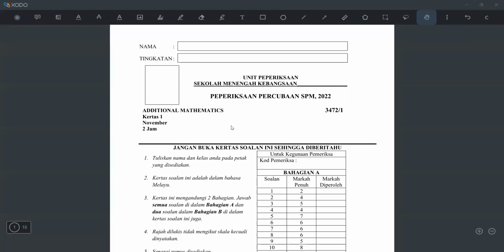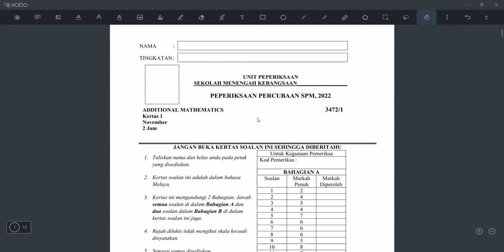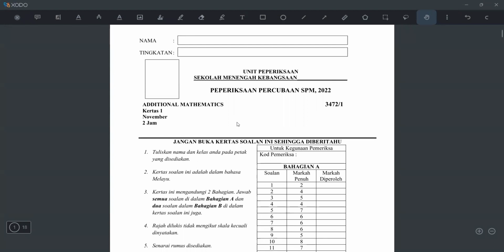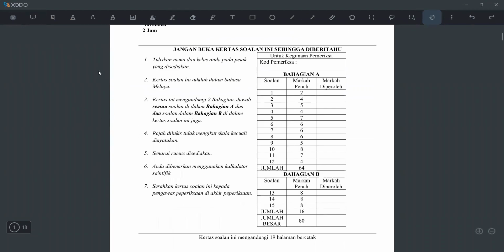Alright, in this video I'm doing an Addmaths paper. This is my first video doing an Addmaths paper. Okay, so I will do the Johor paper, the 2022 Johor file.